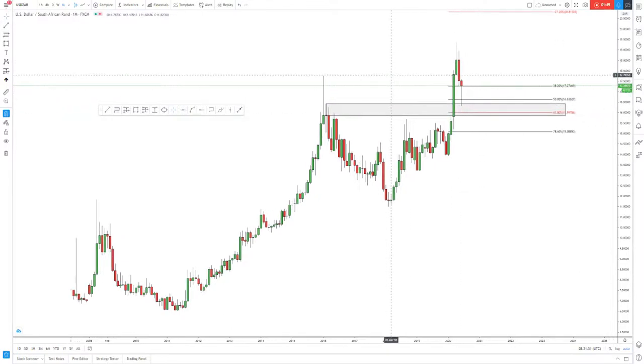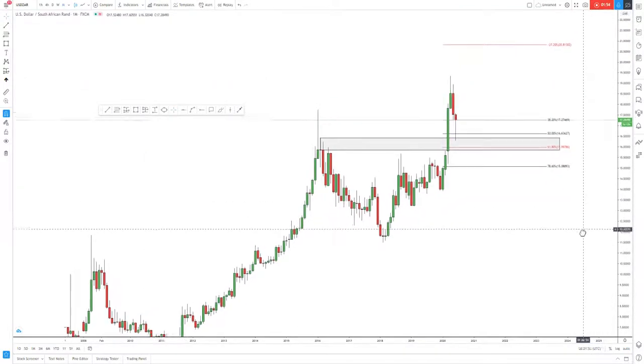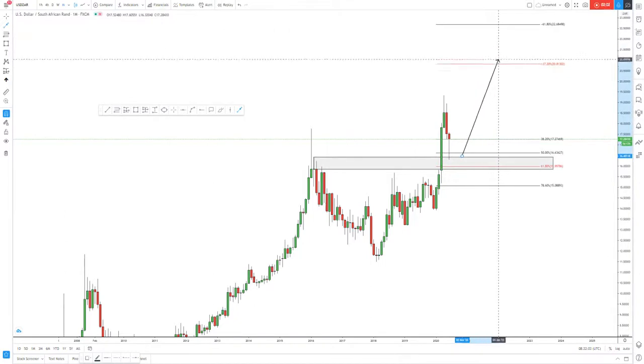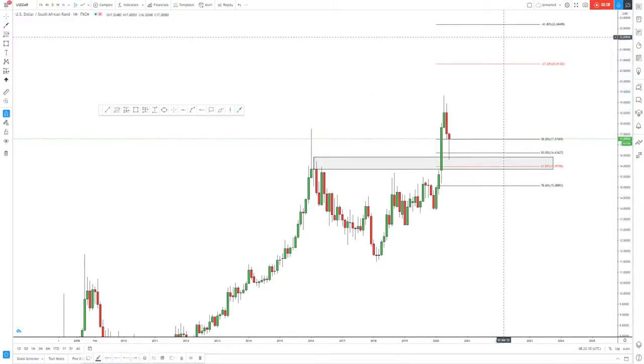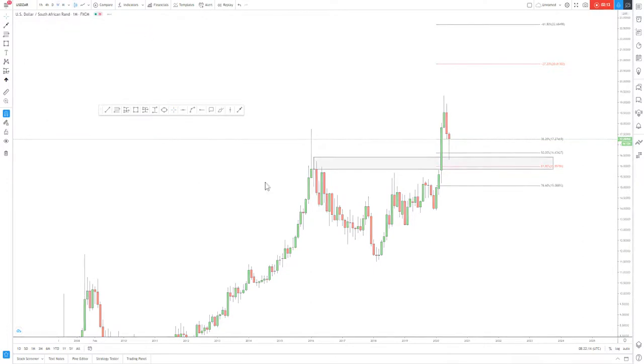Now, with this said, we actually have a good bias of where USDZAR will be heading to. That means USDZAR will be heading to the top, projecting higher, either to the minus 27.2% fib level or the minus 61.8% fib level. Now, with that known, we can actually dive into the weekly chart.